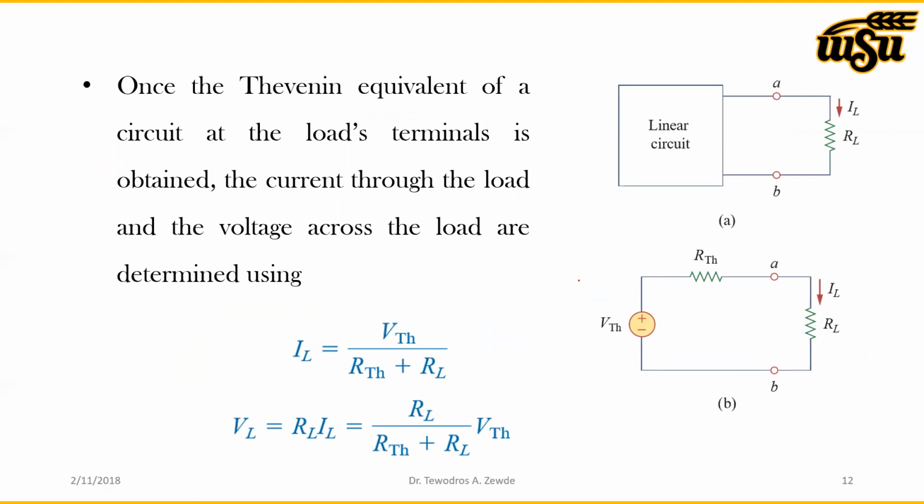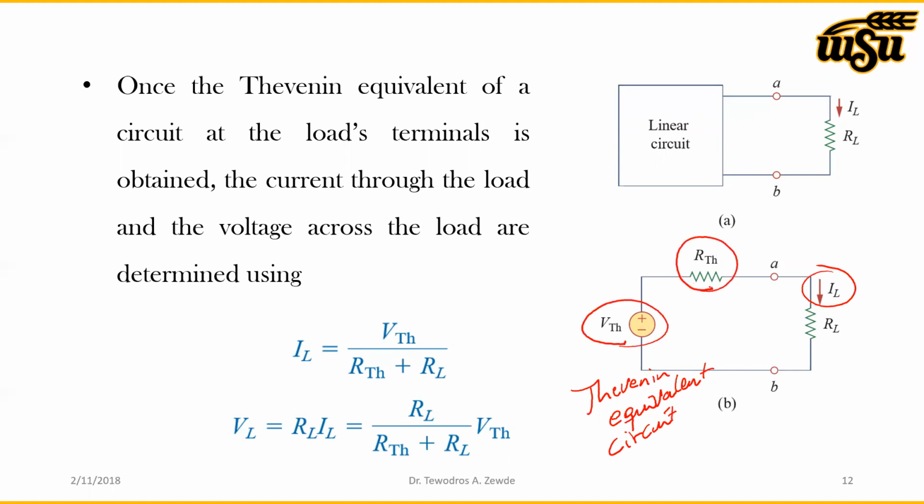Once we determine the Thevenin equivalent circuit, then it's easier to determine the current through the load, IL. We can easily determine that. This is a Thevenin equivalent circuit. If you are asked to determine the Thevenin equivalent circuit, you are asked to determine VTH and RTH. So the first step is to draw this circuit and then solve for VTH and RTH. Once you determine the Thevenin equivalent circuit, it is easier to determine IL.